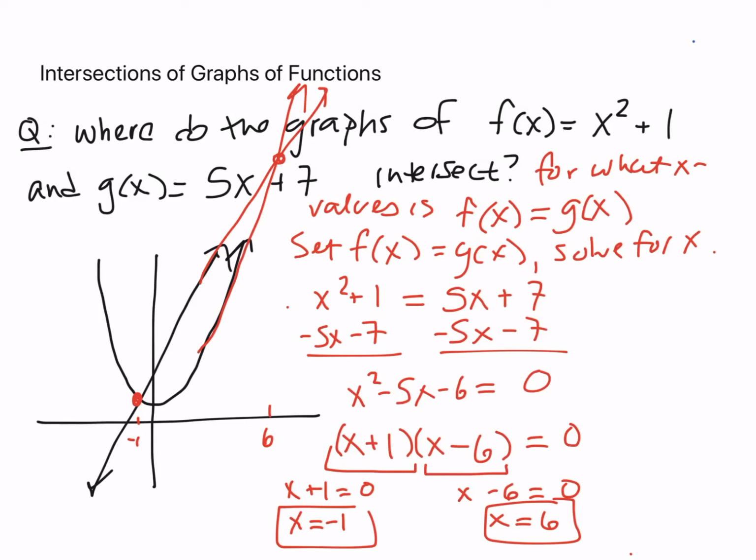I'll just do negative 1 for now. If we were to plug in negative 1, we get f of negative 1 is negative 1 squared plus 1, which is 1 plus 1, which is 2. And g of negative 1 is equal to 5 times negative 1 plus 7, which is negative 5 plus 7, which is 2. Right, they do match, which means this is correct. These two graphs will intersect when x is equal to negative 1 and when they both have an output of 2. You'd have to do the same check for the other one, so plug 6 into both of these functions and make sure that you get the same output as each other as well.